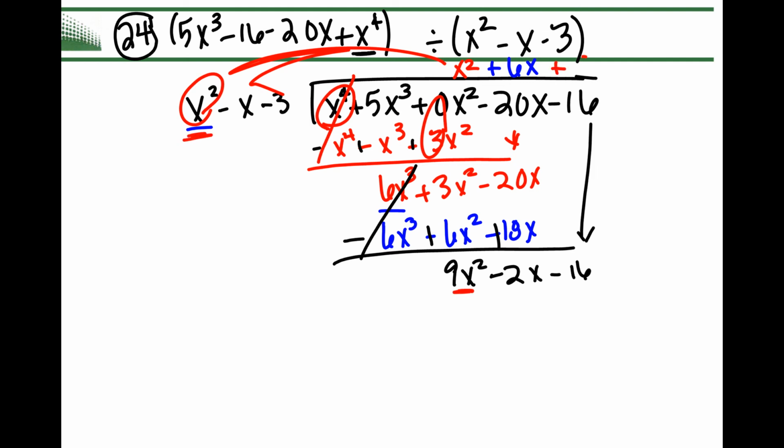Okay, so again, you say x squared and 9x squared. How do I get there? I'm going to do a plus 9. So I get 9x squared minus 9x minus 27. Change all your signs. 9x squared cancels. I get 7x plus 11.